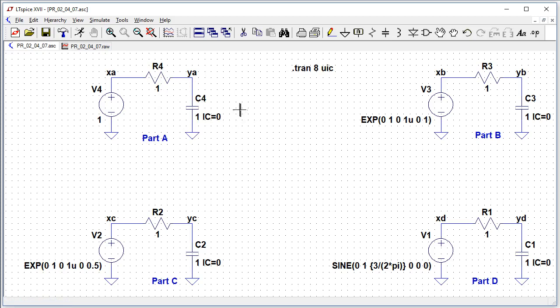resistor and a 1 farad capacitor. The input is a voltage source and the output is the voltage across the capacitor. That problem had 4 parts. In the first part, we applied a unit step. In the second part, we applied an e to the minus t u of t. In the third part, it was an e to the minus 2t.